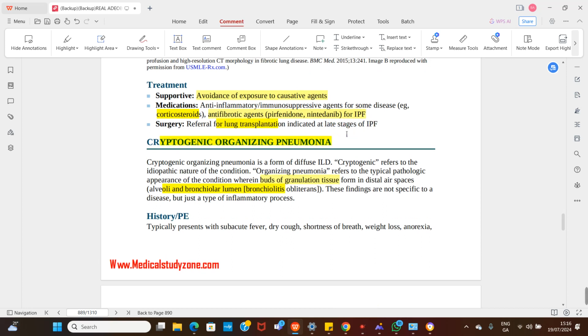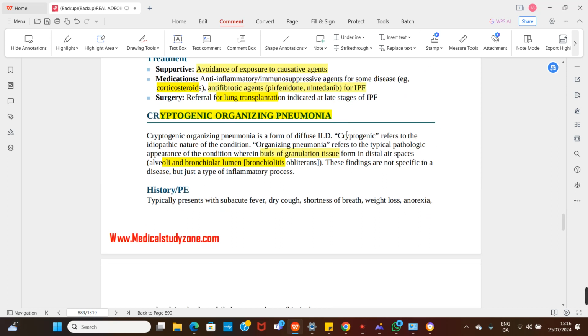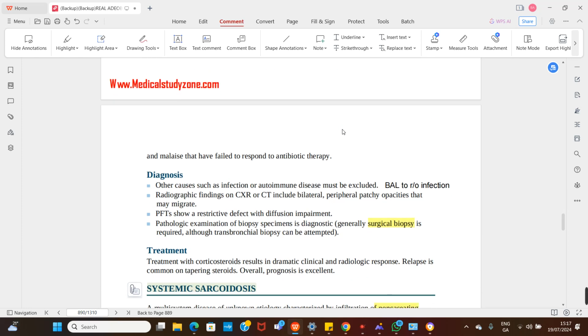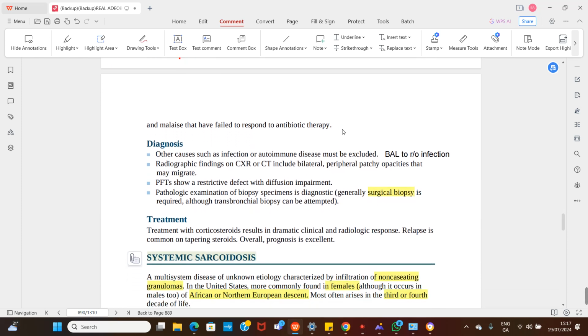Cryptogenic organizing pneumonia. So they are not going to be responding to antibiotics, and they will be having pneumonia-like features. Now, you must exclude infection because it's going to appear like pneumonia. Do your bronchoalveolar lavage. Take that sputum out. Exclude the autoimmune disease.